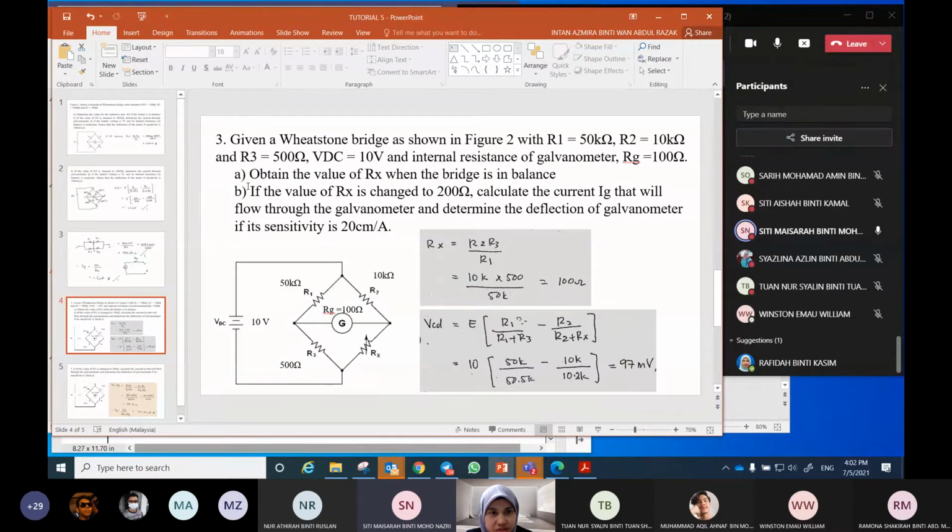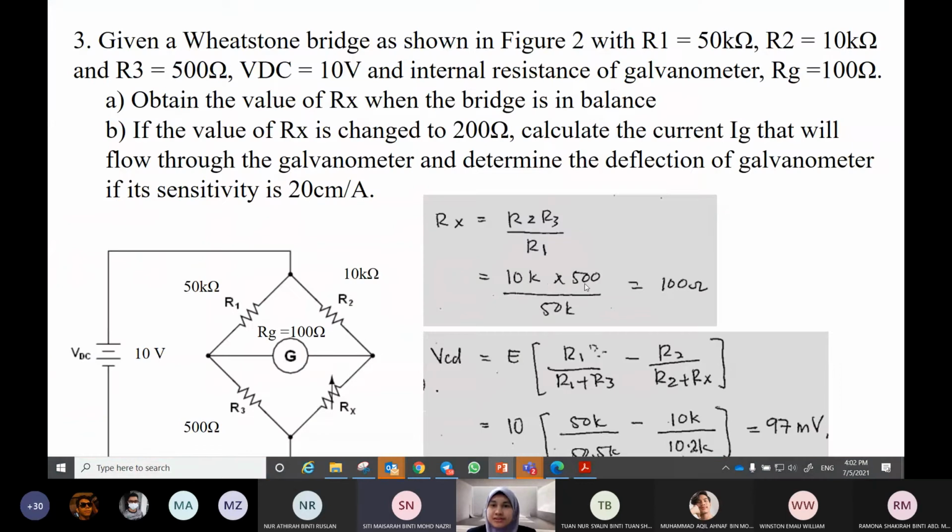For question number A, let's say we want to know the V at this terminal. What is the value of V at this terminal for condition A, balance condition? Zero. Correct, Sarah? Correct. Be confident. Okay, so now B is unbalanced, so we want to find the VCD. VCD actually is here, okay, VCD.